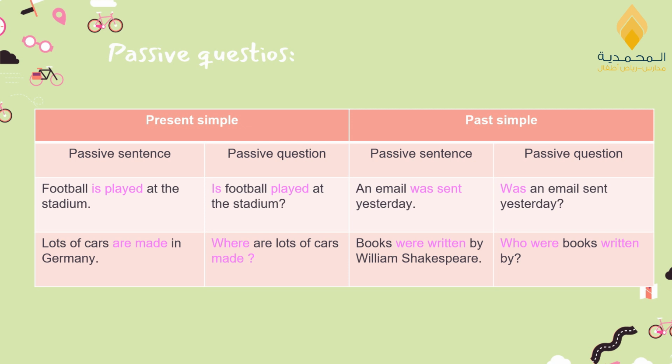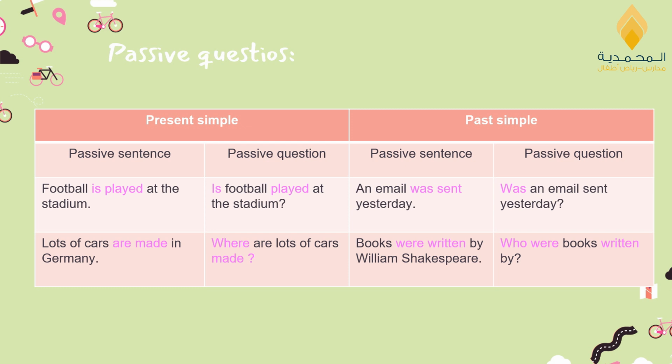First, we are going to start with the present simple. The passive sentence that I have: football is played at the stadium. If I want to change this passive sentence into a passive question, I am going to switch between the object and the verb to be. So football is played at the stadium changes to: is football played at the stadium?